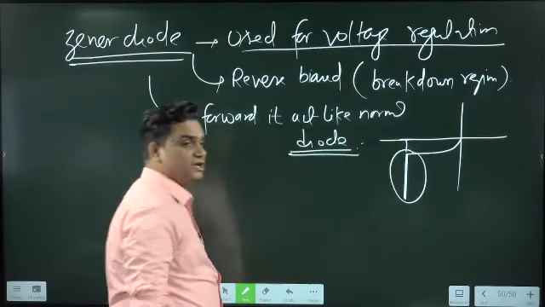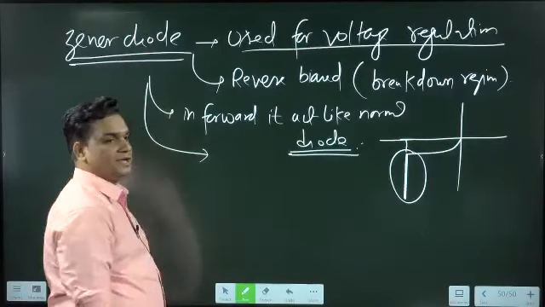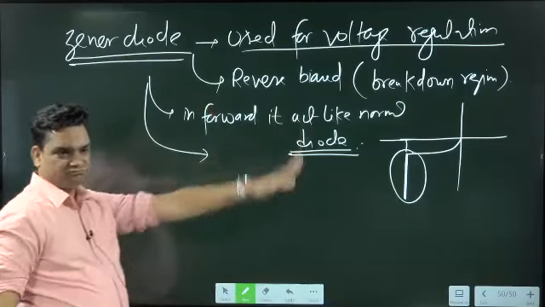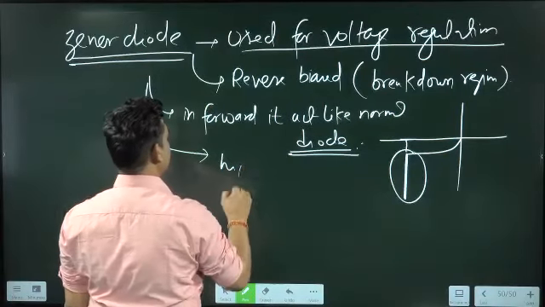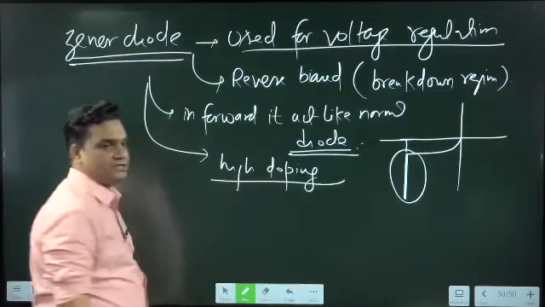Doping is more or less in this one. High doping, okay, high doping. These are the points in your Zener.